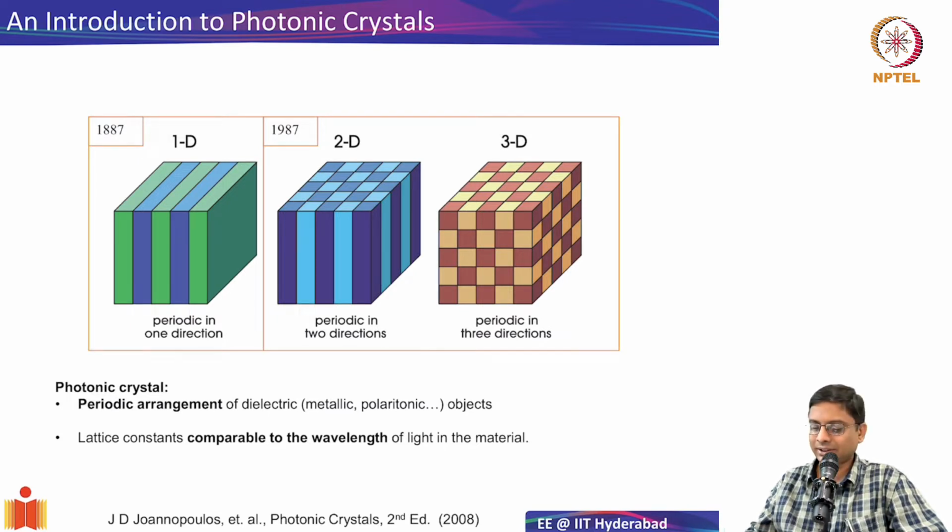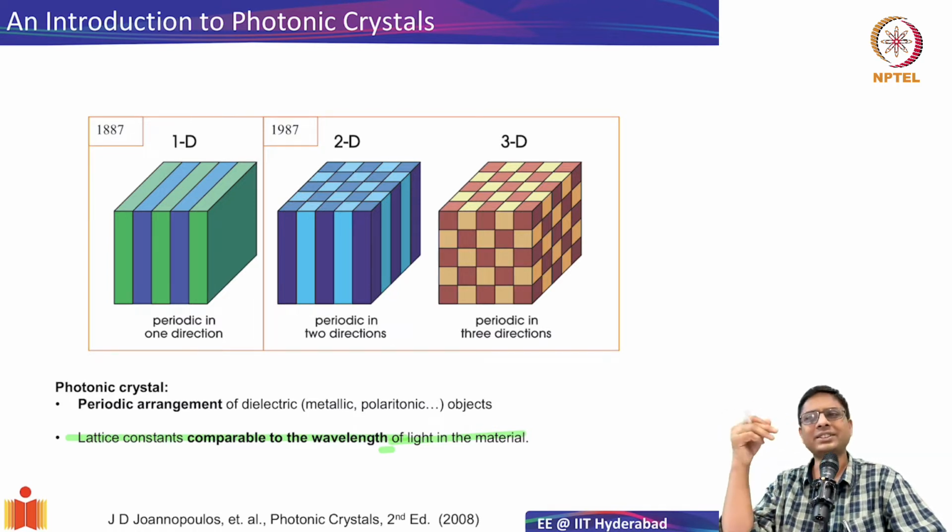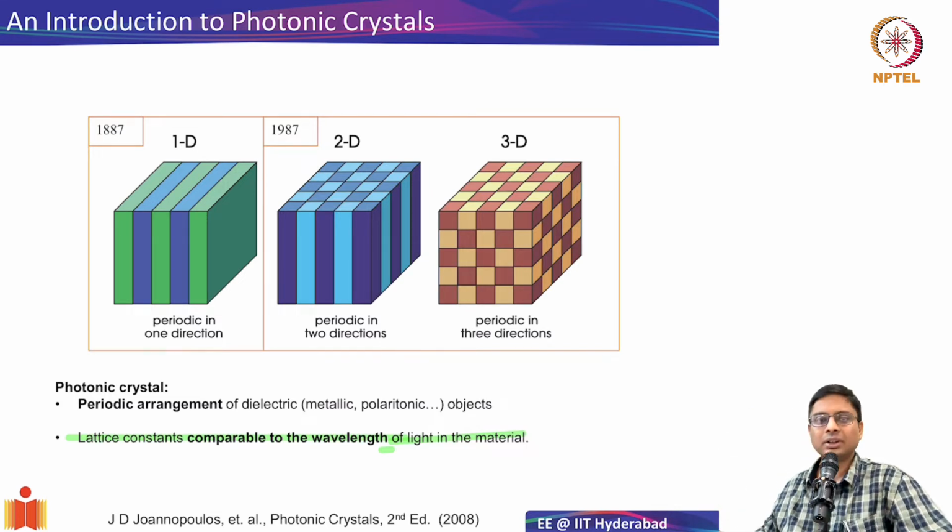As I was just mentioning, the lattice constant has to be comparable to the wavelength. In this case, things become interesting. This can be dielectrics, this can be metals, and a lot of interesting things can be talked about in this context. But this week, essentially, we will focus on dielectric structures.